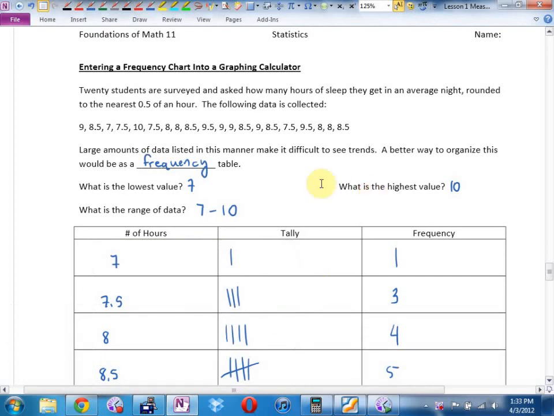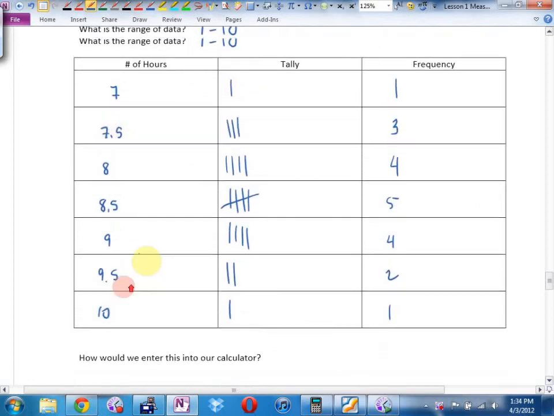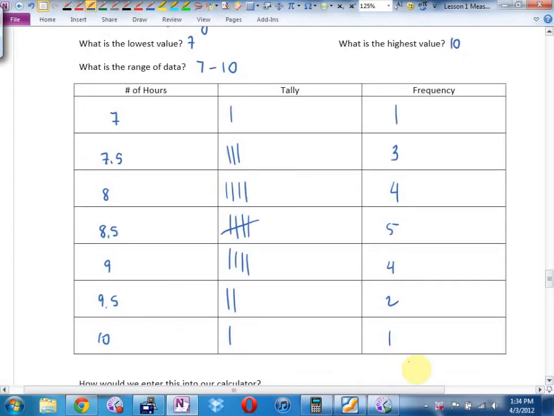We've just continued from where we left off last lesson. I've given a bunch of data. This is the number of hours slept in an average night, rounded off to the nearest half hour. So we're making a frequency table. We checked the lowest value, it was 7. The highest value was 10. So we made a list of every half hour. And then we carefully went through this list, making a tally and making a frequency chart. Now we're going to look at how to enter this into our graphing calculator.